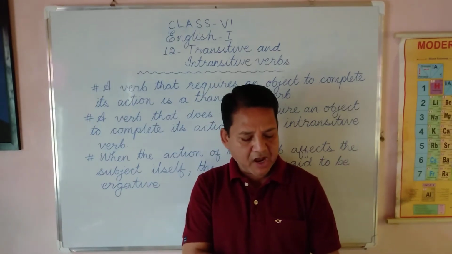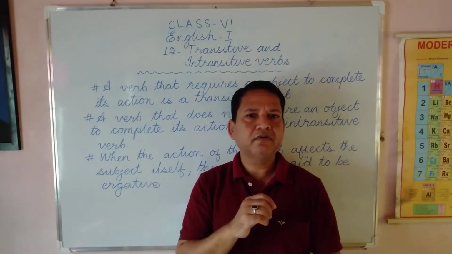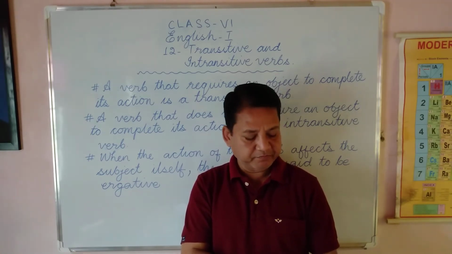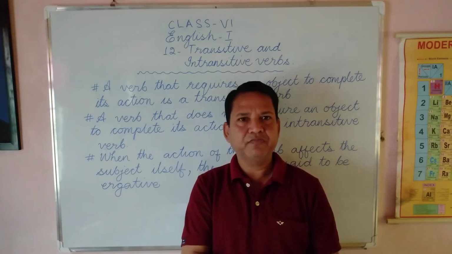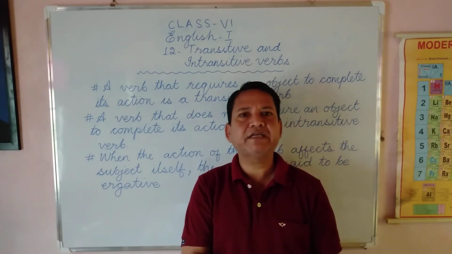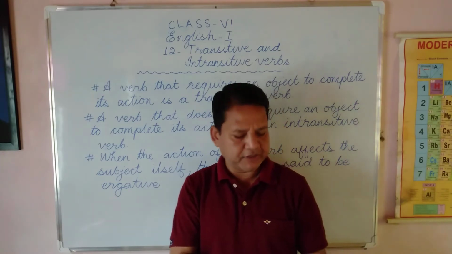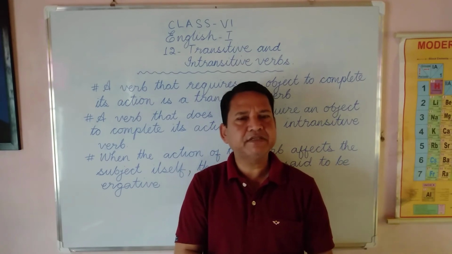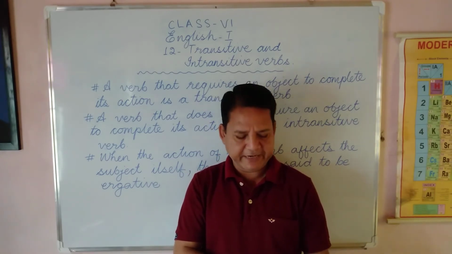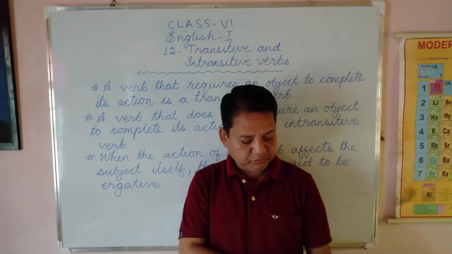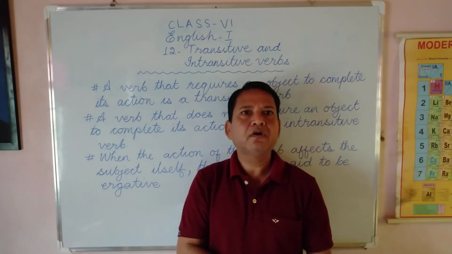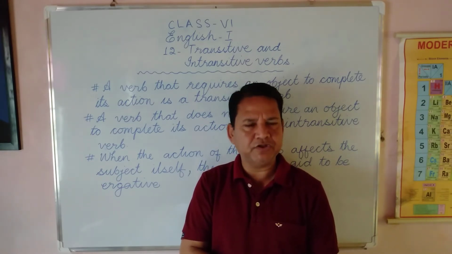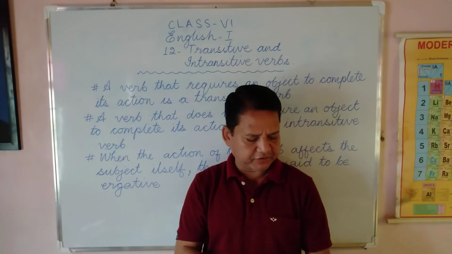The child ate hungrily. Ate is the verb. But object is not there. So it is intransitive. The child ate a hamburger. Ate is the verb. And what did the child eat? Hamburger. Object. So it is transitive. She moved aimlessly through the crowd. Moved is the verb, but object is not there. So intransitive. Next one. She moved the furniture all over the house. Moved is the verb. And what did she move? What is the object? Furniture. Furniture is object, so it is transitive.